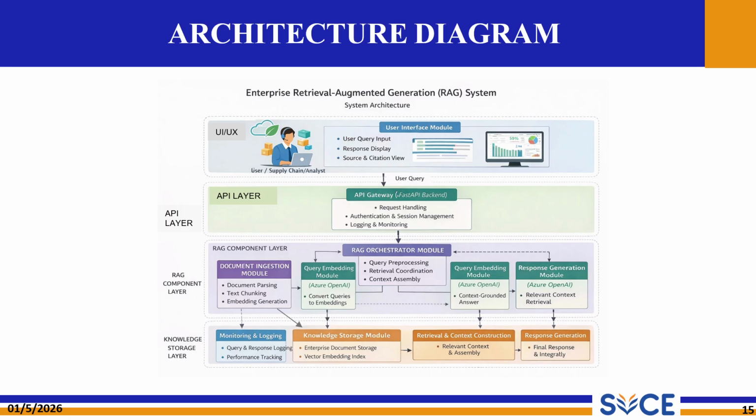The RAG component layer and the knowledge storage layer are the key major layers in our system. The RAG component has the document ingestion module, orchestrator module, embedding module, and response generation module. The RAG orchestrator is basically a master that splits the task into the components explicitly. The knowledge storage layer has the monitoring and logging, knowledge storage module, and retrieval, context construction, and response generation as final.